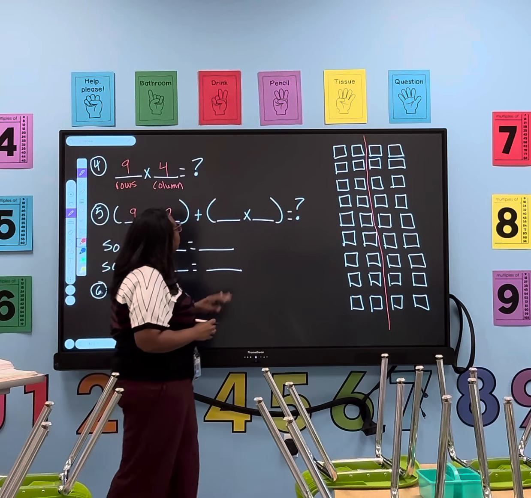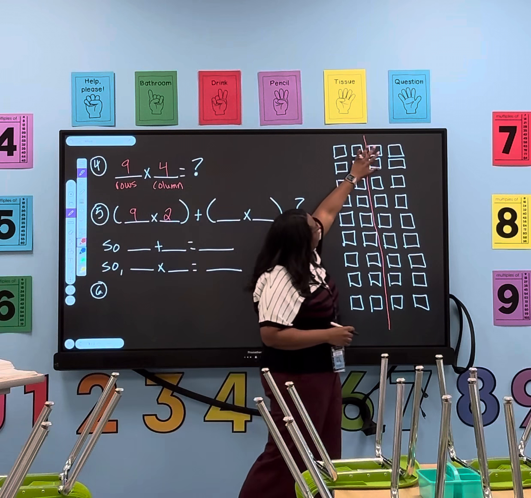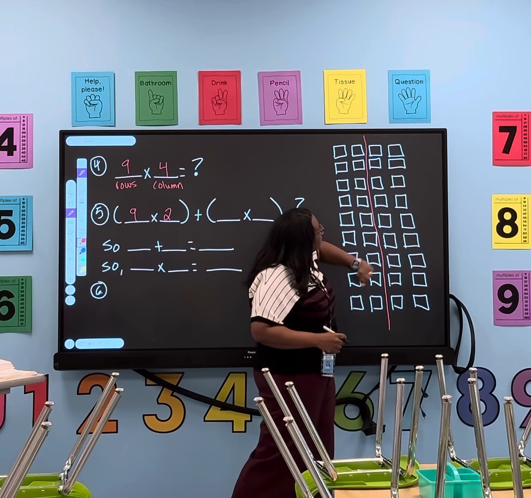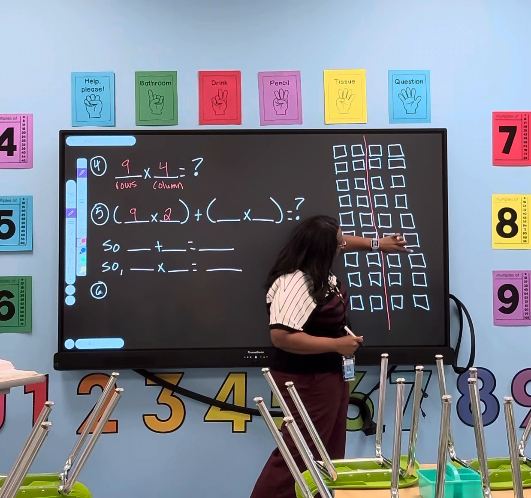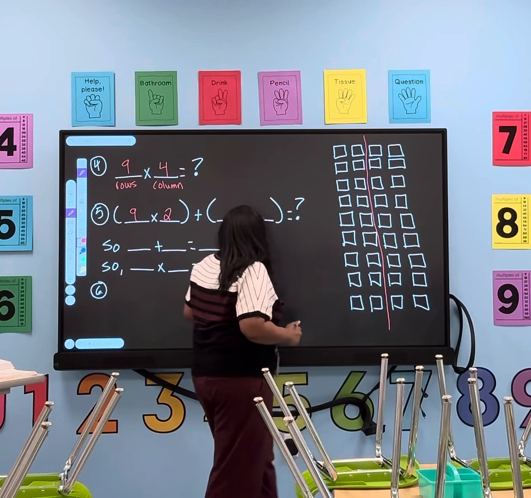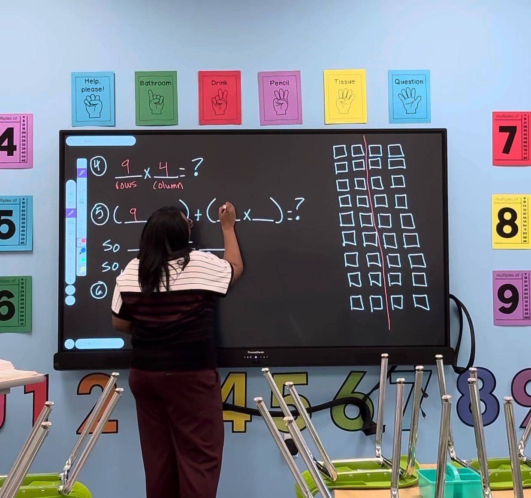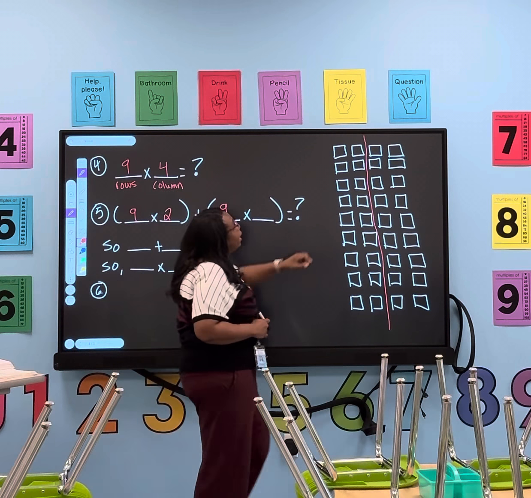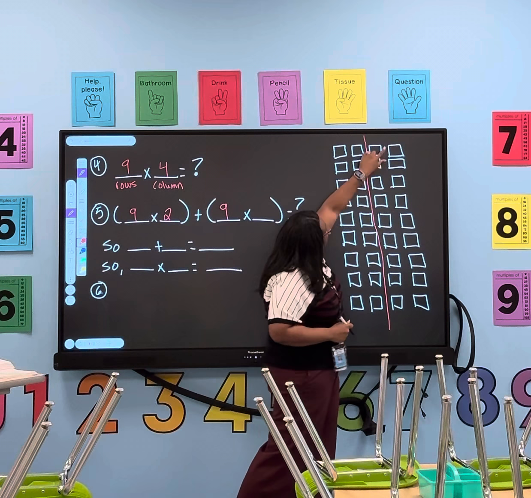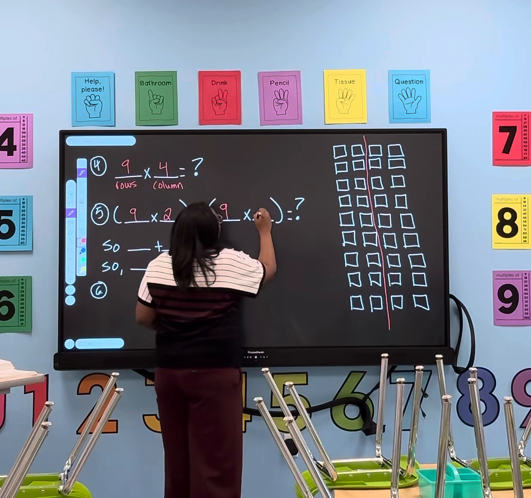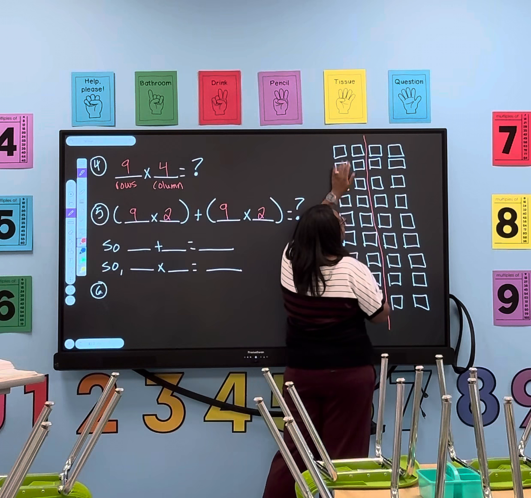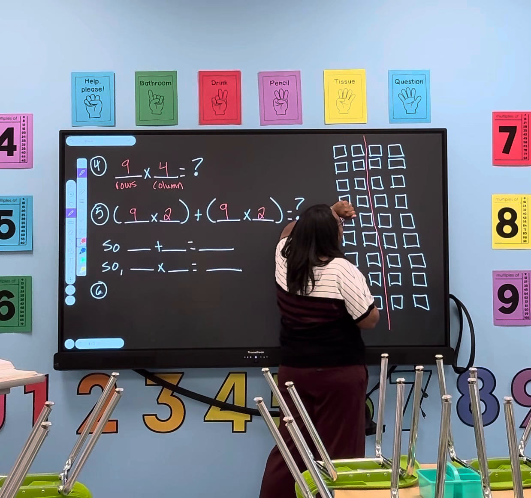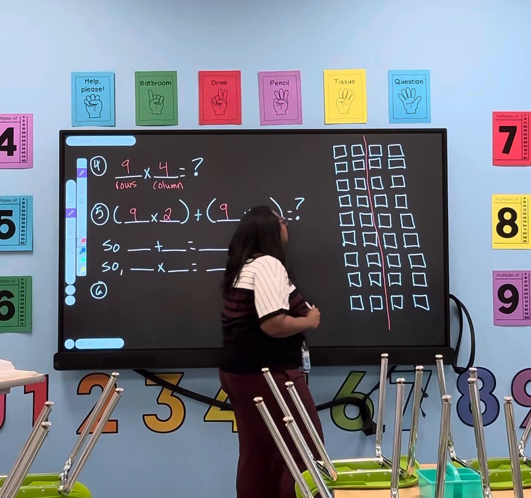Okay, so let's go to the second array right here. So again, I have 1, 2, 3, 4, 5, 6, 7, 8, 9. So I'm going to put 9 right here. And then I have 2 columns. So 2. So these are the 2 multiplication equations for each array. This is 9 times 2 for this side, 9 times 2 for this side.